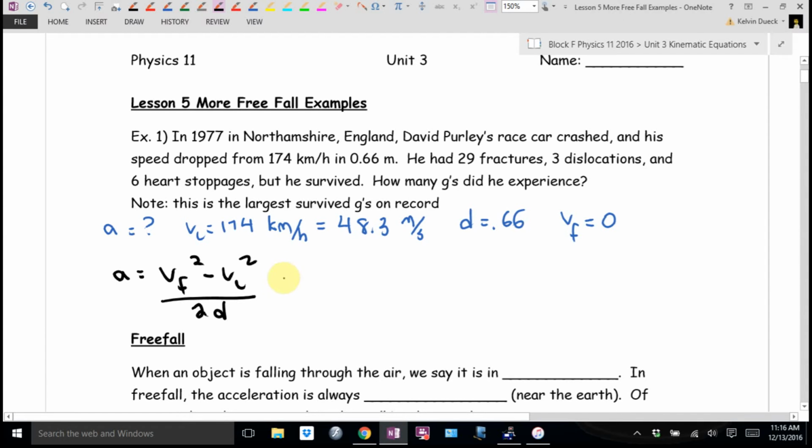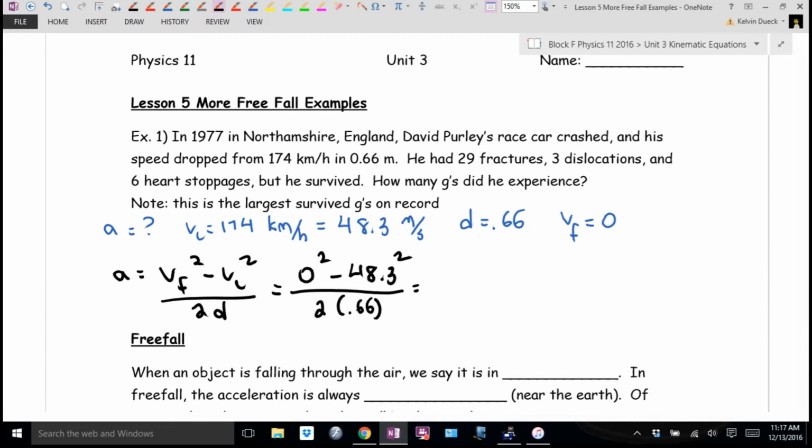Go ahead. It's going to be 0 squared minus 48.3 squared divided by 2 times 0.66. By the way, when he hit the wall, did he speed up or slow down? Slow down. I'm going to ask you the same question, I'm just going to phrase it differently. Am I expecting a positive acceleration or a negative acceleration on my calculator? So if I get a negative, I'm going to smile, not freak. Yes?